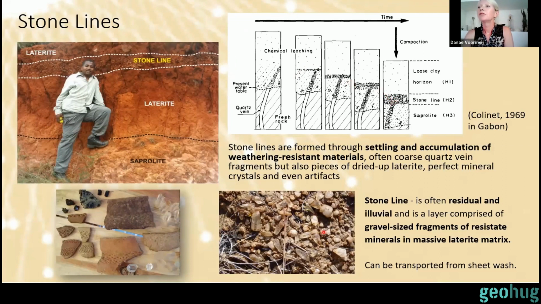Now here's some interesting parts that I pulled out of a stone line in Madagascar. You can see artifacts and entire crystals, including dipyramid quartz crystals, that were just the resistate in the laterite, and they end up settling into a stone line. But as I said, they can also be transported, so it really just depends on your environment.